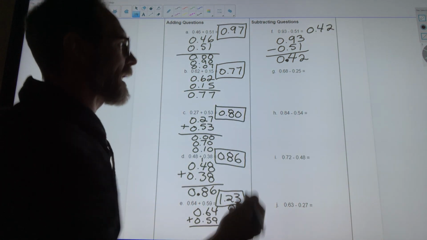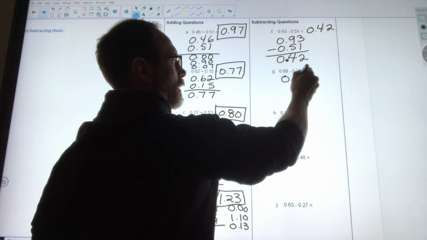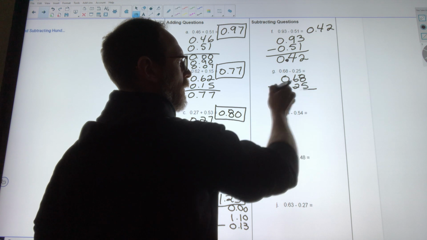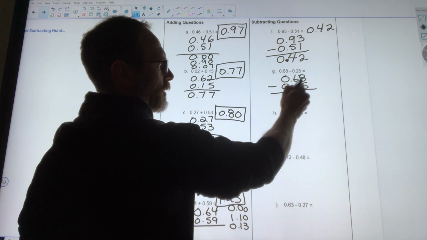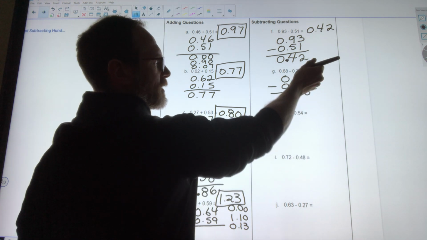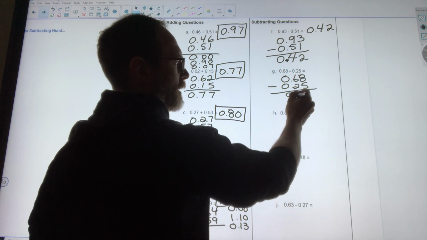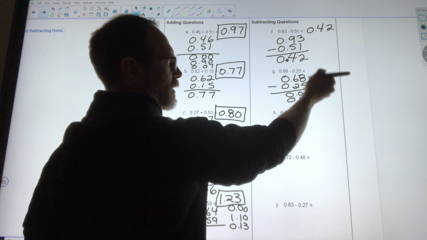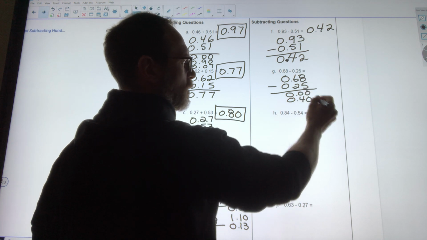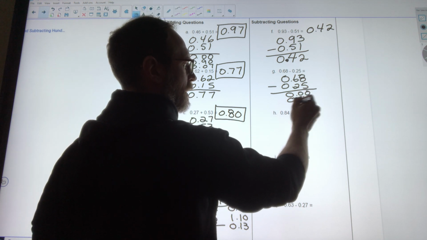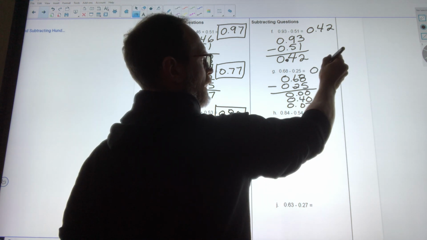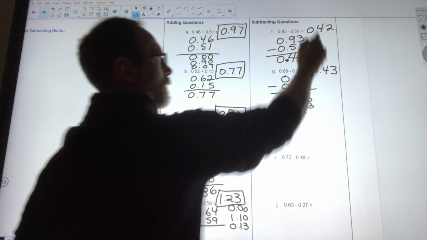If I'm doing the count back strategy, 0.68 minus 0.25. I have 0 minus 0, so that's 0. 6 tenths minus 2 tenths is 4 tenths. And 8 hundredths minus 5 hundredths leaves me with 3 hundredths. So that would be here. So I have 0.43. Not a really complicated one to do there either.